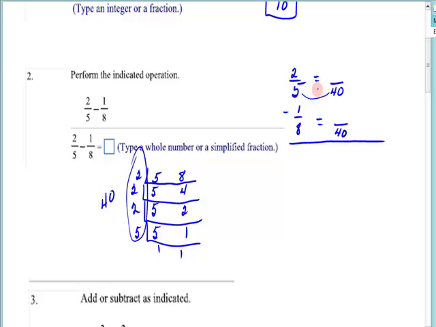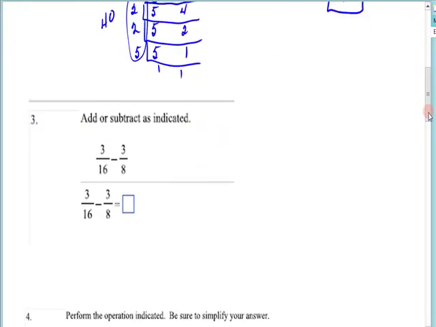5 goes into 40 8 times, and 8 times 2 is 16. 8 goes into 40 5 times, and 5 times 1 is 5. Now this problem is subtraction, so 16 minus 5 gives me 11/40. Can I reduce or simplify that? Nope, so that's my answer.